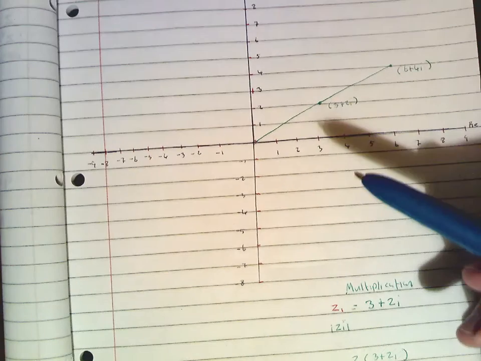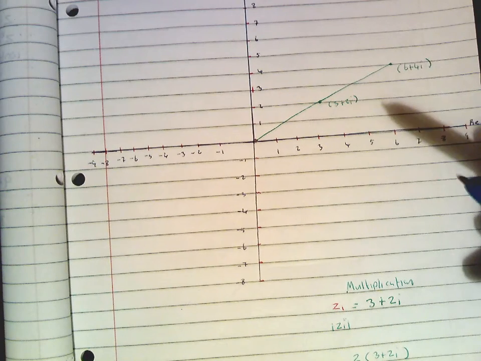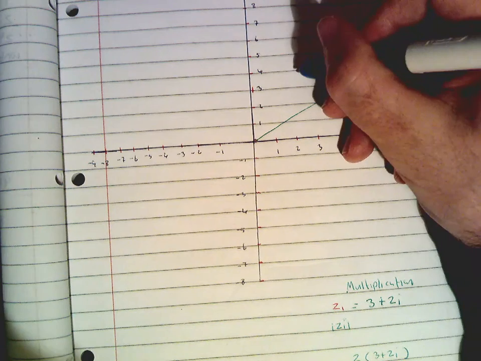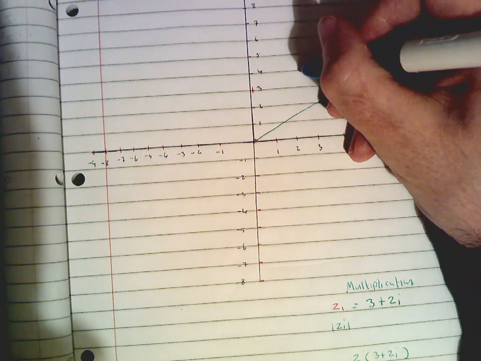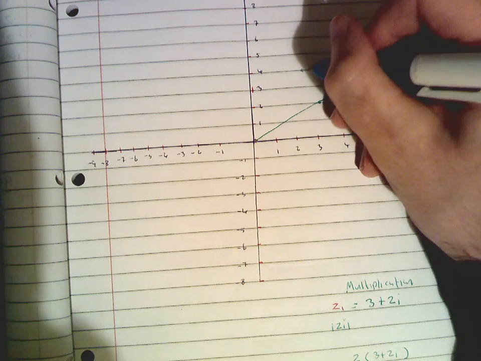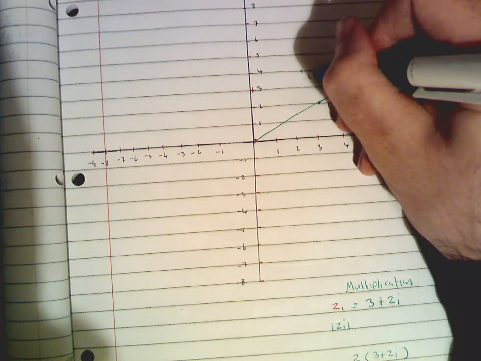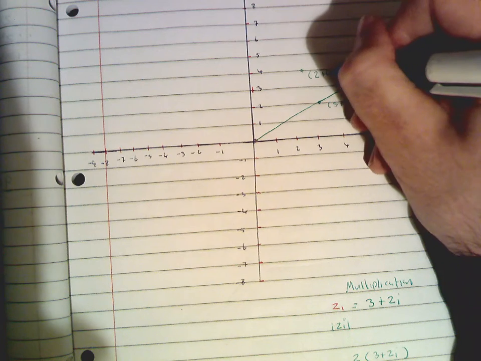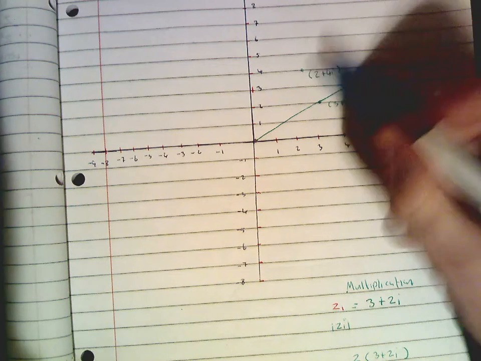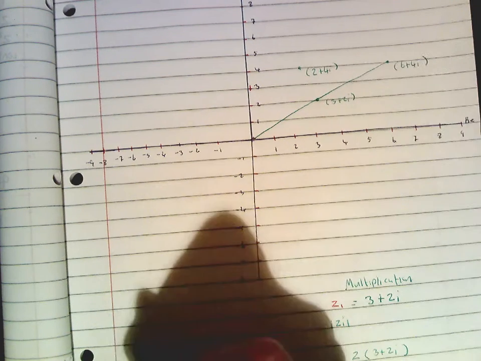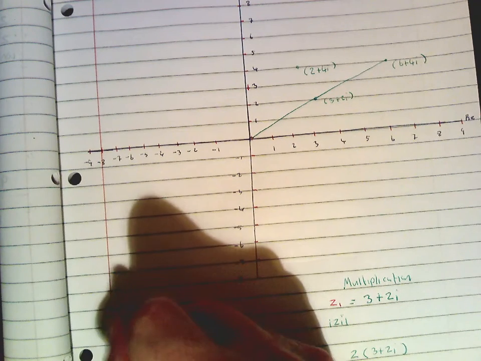But what would happen with addition? For example, imagine we start off with a complex number somewhere about here. So this complex number is going to be 2 plus 4i. Okay, so that's the complex number 2 plus 4i, and that's it there.